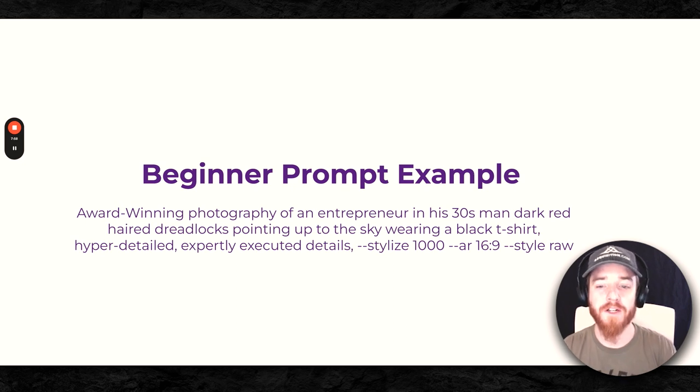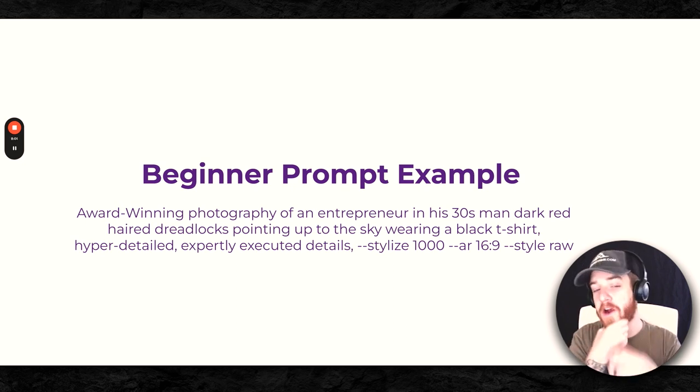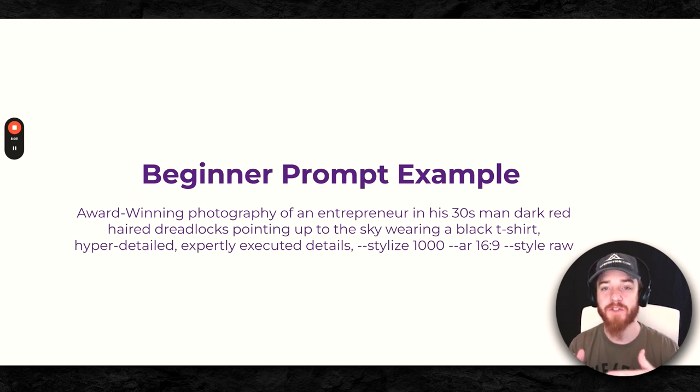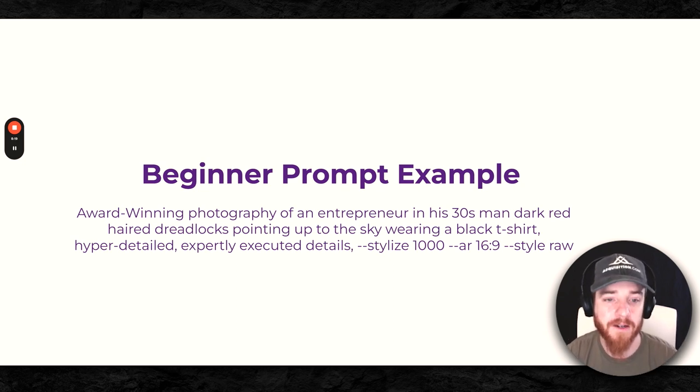Award-winning photography of an entrepreneur in his 30s with dark red hair, dreadlocks, pointing up to the sky wearing a black shirt, hyper-detailed, expertly executed details, stylized of 1000, which is a really good stylizing. That gives you the best stylizing you could possibly get out of this. Aspect ratio of 16:9, which is like the size of my screen here, and then the style of raw.